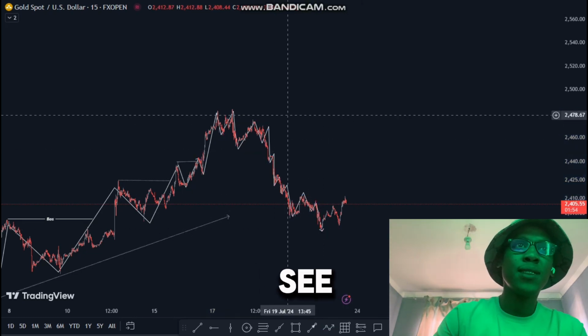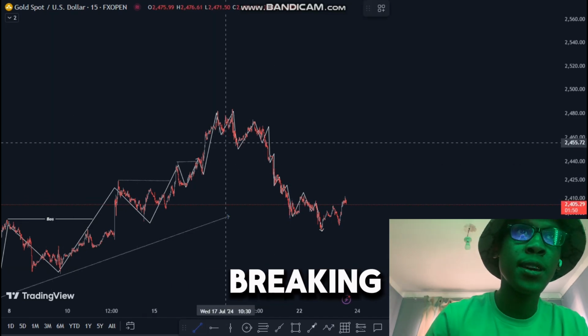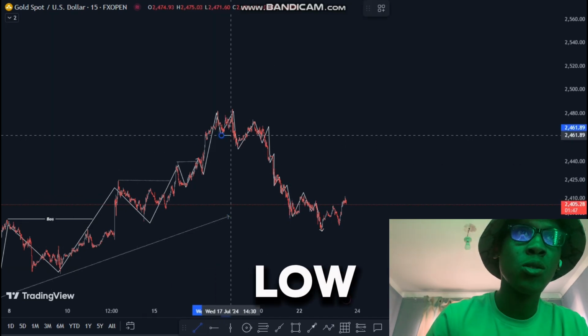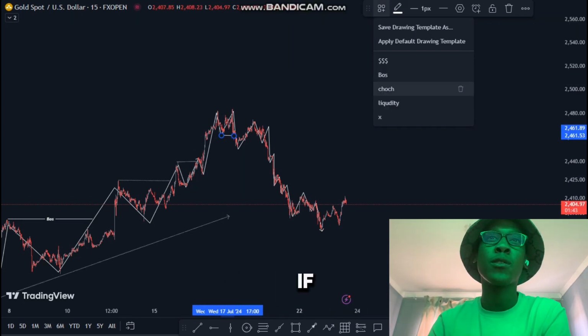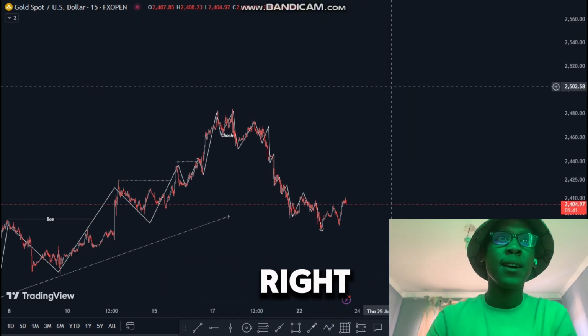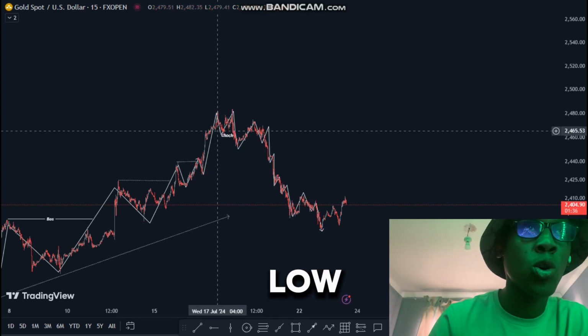So as you can see right now, the market actually changed character by breaking this highest low right around there, right? I don't know if you guys really understand what I'm saying. The market changed character by breaking our recent highest low, right?